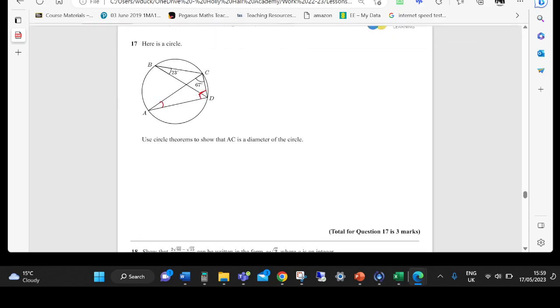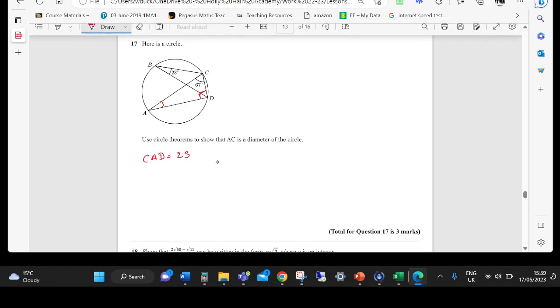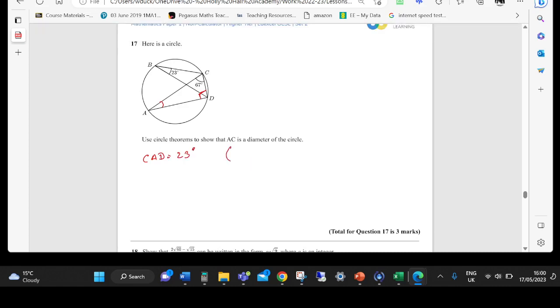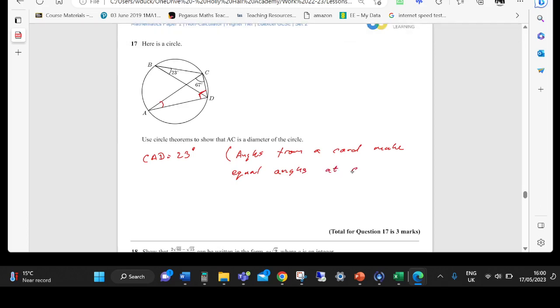I can say that that angle there, so CAD, would be equal to 23 degrees. And then I'm going to put my reason there. So that is angles from a chord make equal angles, or the same angles, at the circumference.